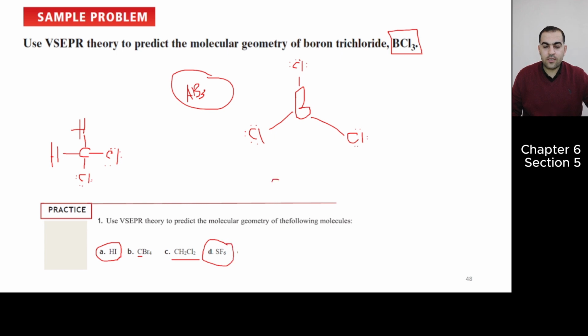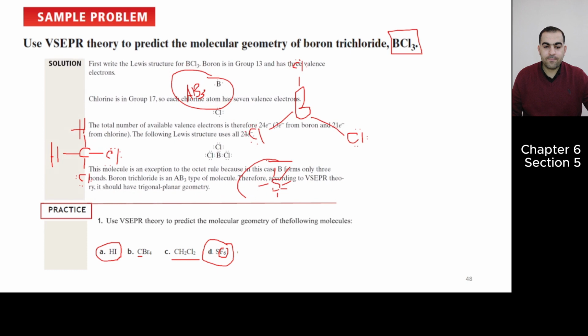Here, guys, sulfur hexafluoride. Sulfur is central. If it's central, the others become B. How many B do we have? 6. We have 6 fluorines. So there are how many bonds? 6 bonds. When there are 6 bonds, it's what? Octahedral. Okay?